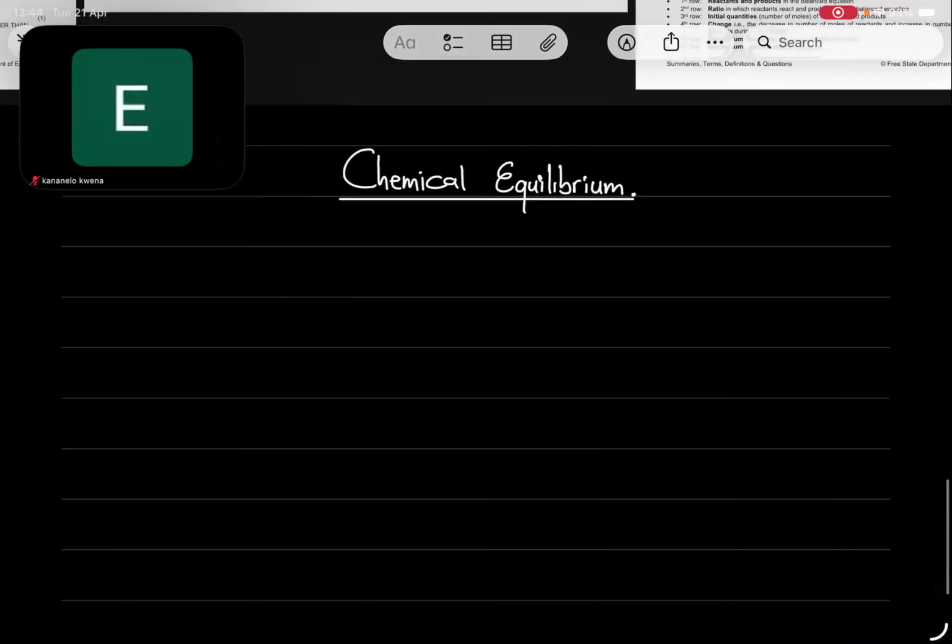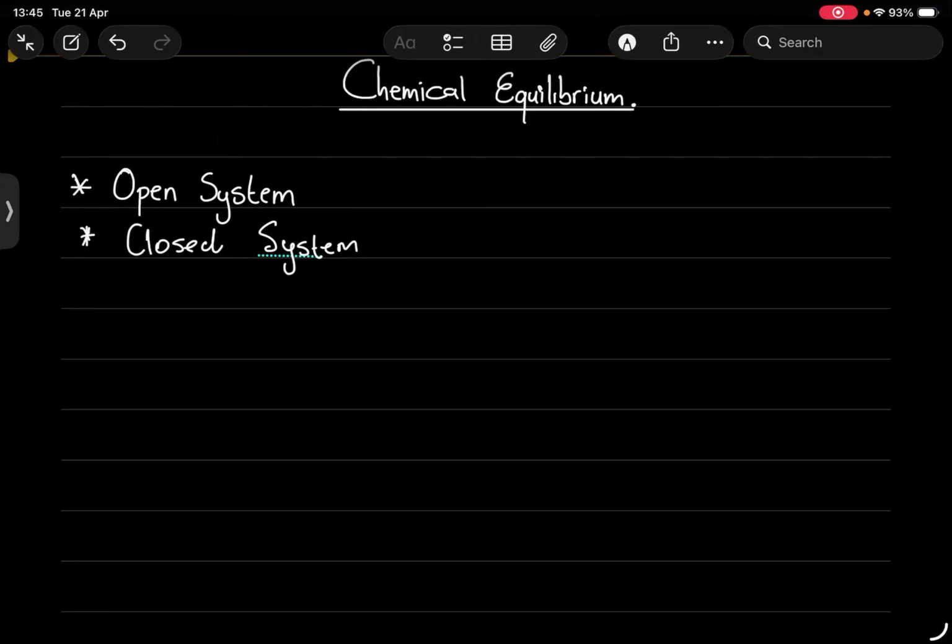So today I want us to take a look at chemical equilibrium, right? But before you know what chemical equilibrium is, you have to know the difference between an open system and a closed system. Are we together?